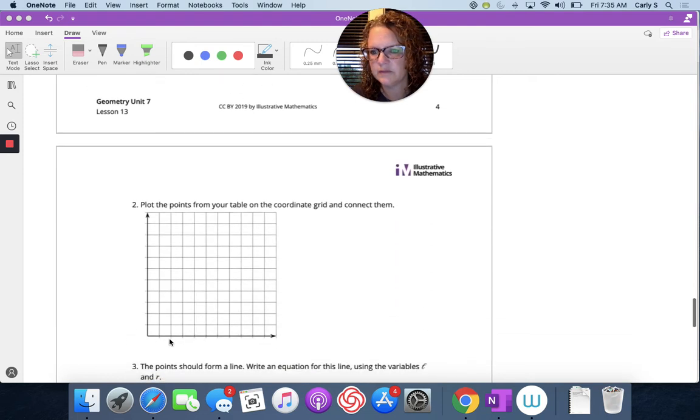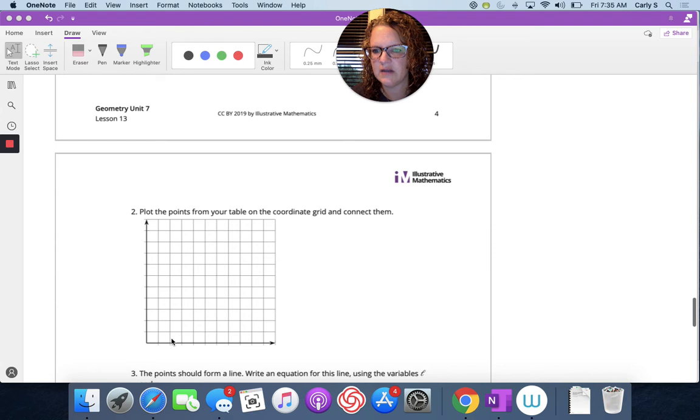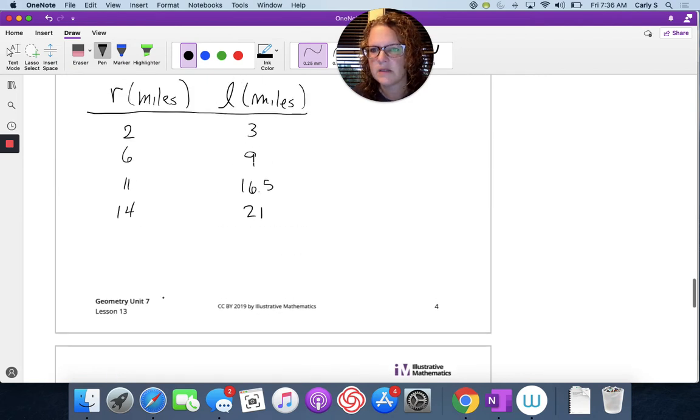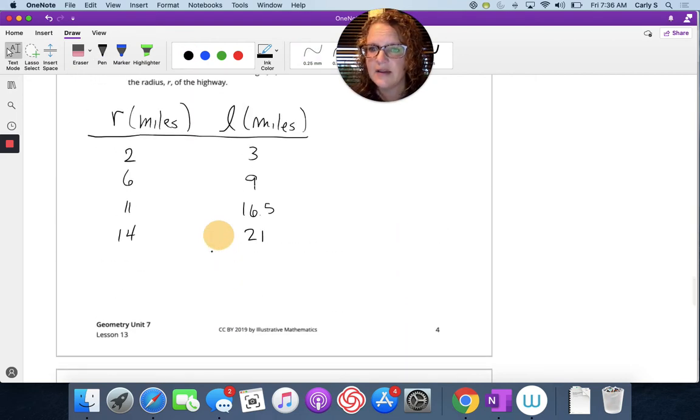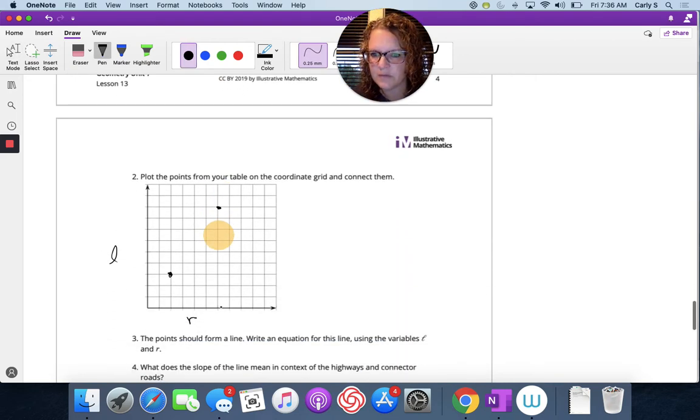So 2 over, and 3 up. This is my radius, and that's my arc length. 6, 9. 1, 2, 3, 4, 5, 6. 1, 2, 3, 4, 5, 6, 7, 8, 9. I hope I didn't lose anything. My eyes get dry when they stay open to count. 11, 16.5. I've already run out of room. 16.5 is going to be up there somewhere.